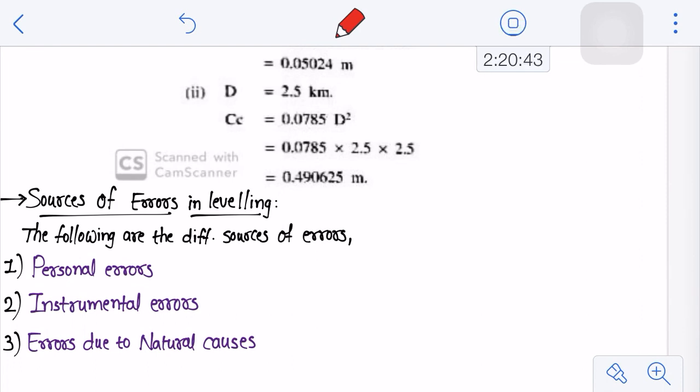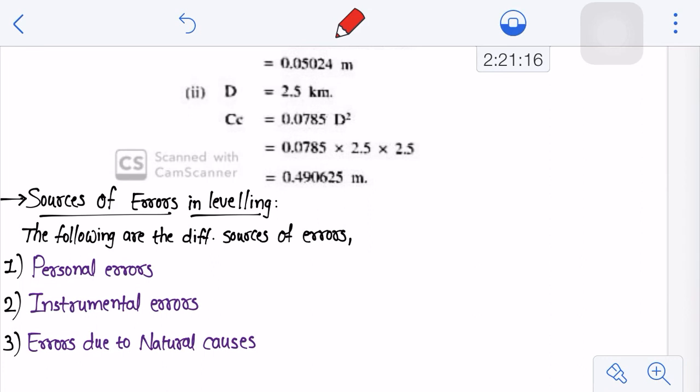The instrumental errors are due to faulty instruments. Let's say your dumpy level is quite damaged, or the line of collimation is not exactly parallel to the horizontal line. If you connect the center of the eyepiece and the center of the object glass, it is not exactly parallel to the horizontal line, and that may happen due to a faulty instrument, right? Let's say the graduation on the leveling staff may not be perfect, as it has deteriorated with use.